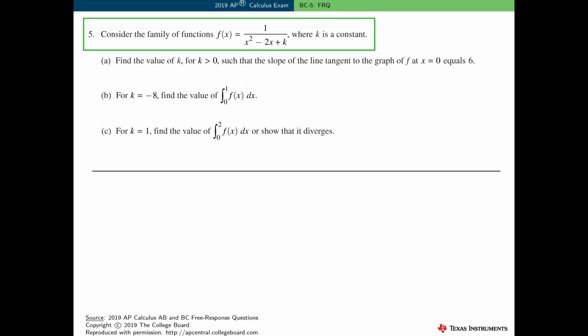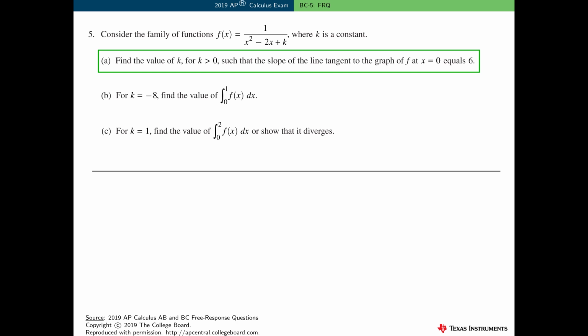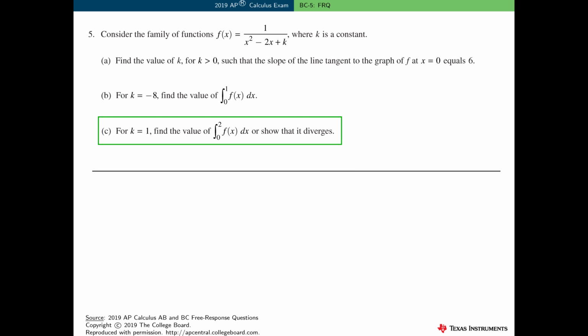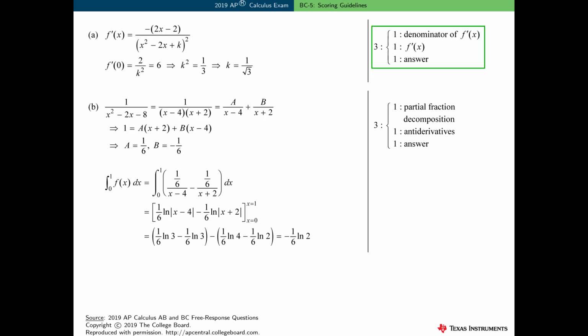This free response question involves a family of functions of the form 1 divided by the quantity x squared minus 2x plus k, where k is a constant. In part A, we need to find the value of k such that the slope of the line tangent to the graph of f at x equals 0 is 6. In part B, we assume that k is equal to minus 8, and we need to find or evaluate a specific definite integral. And in part C, for k equal 1, we need to determine whether a certain improper integral converges or diverges. Part A was worth 3 points.